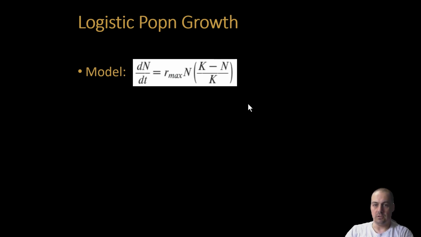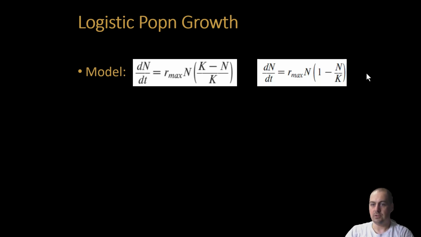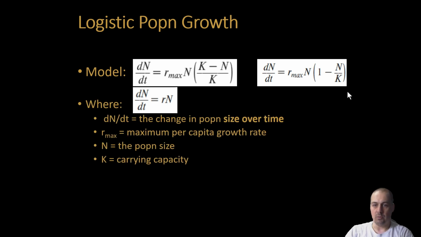It can be rearranged slightly to produce this if you prefer. I mentioned that this model is very similar to the exponential growth model. So this was the formula for that, and you can see that they're very similar. The only difference is that the logistic one has the carrying capacity variable. So this formula states that the change in population size over time equals the maximum per capita growth rate multiplied by the population size multiplied by the carrying capacity.